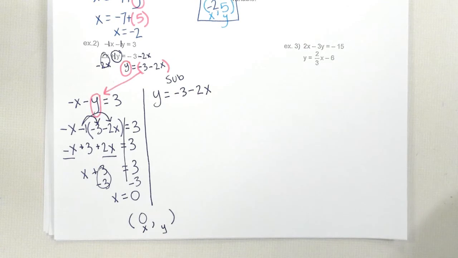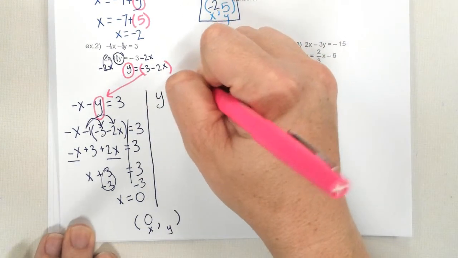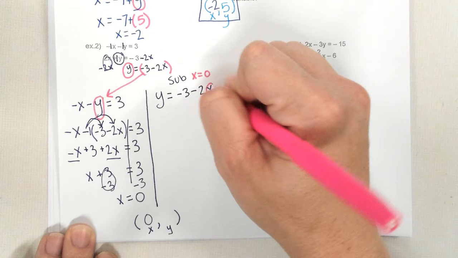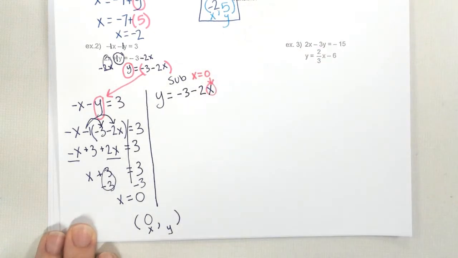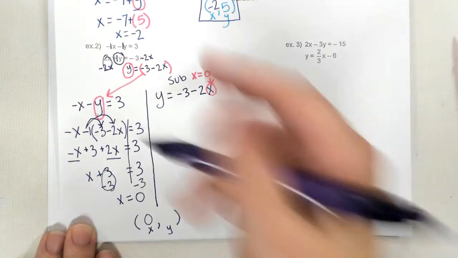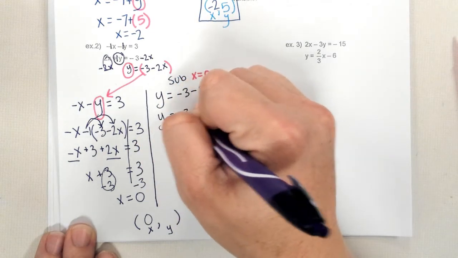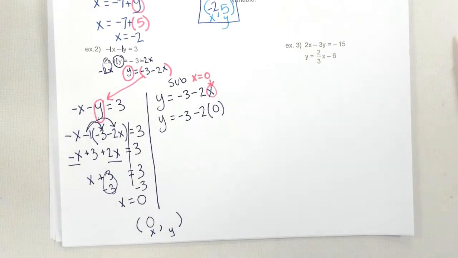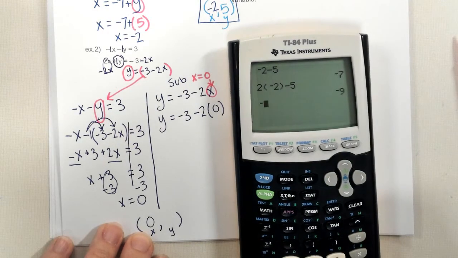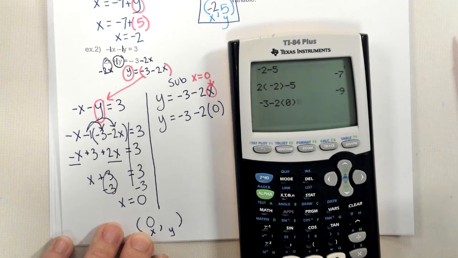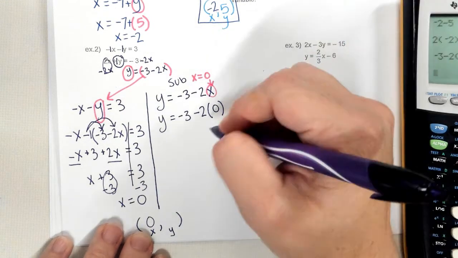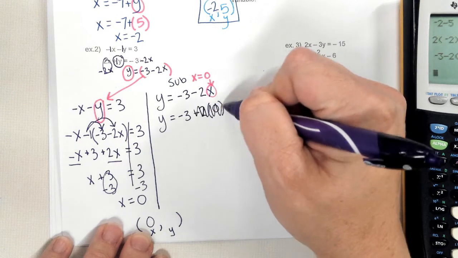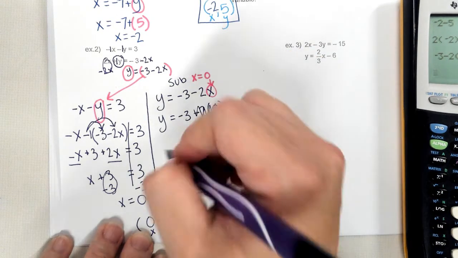And now, you sure? You good with this? Okay. So now that I know x equals 0, I can replace this x with 0 and solve for y. So I know y equals negative 3 minus 2 times 0. You can type this in your calculator. Negative 3 minus 2 times 0, and it gives me negative 3. Or you can realize negative 2 times 0 is 0, and what do I have left? y equals negative 3.